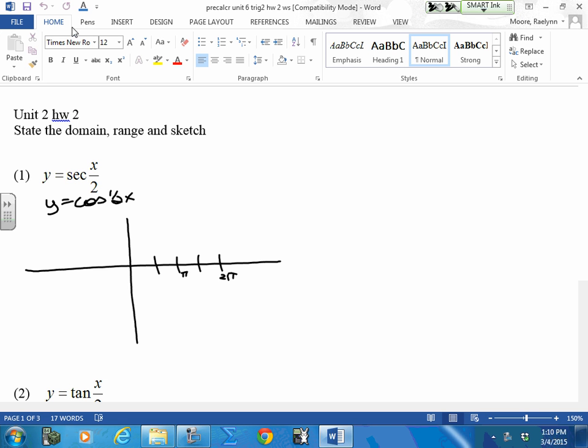My period for this one, when my frequency is 1/2, is what? What's my period if I'm doing half of my curve in 2 pi? 4 pi, right? I'm just going to extend this to 4 pi. I'm not going to do the negative side. Let's just give the basic parts. Now, I'm going to go through my cosine curve.